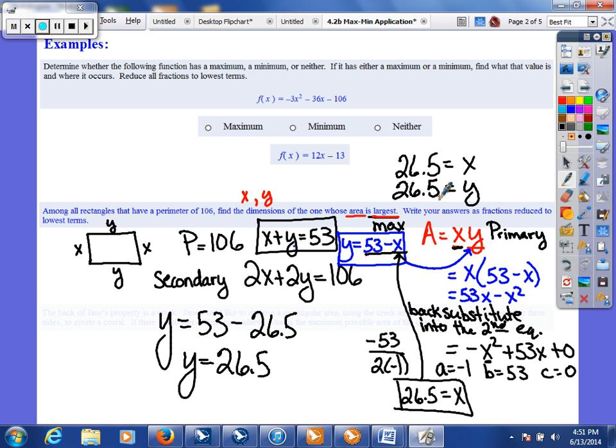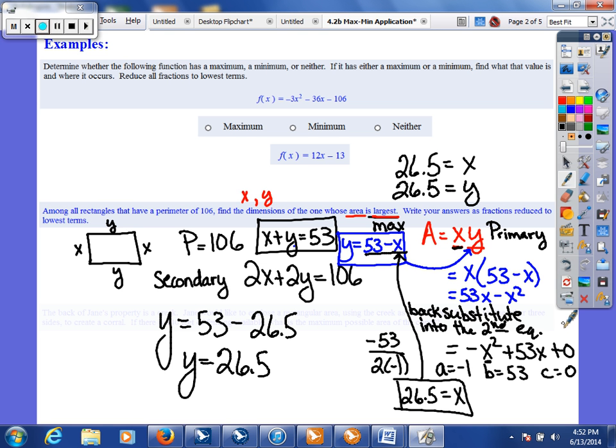Now, if they said, what is the maximum area? They didn't. They said, what are the dimensions? So they're asking for the x and the y. But if they said, what is the maximum area? Then you need to figure out, if x is 26.5 and y is 26.5, what is the product of those two? You would multiply them, and that would tell you what the maximum area would be. So you can see how important it is to read the directions very carefully to solve these.